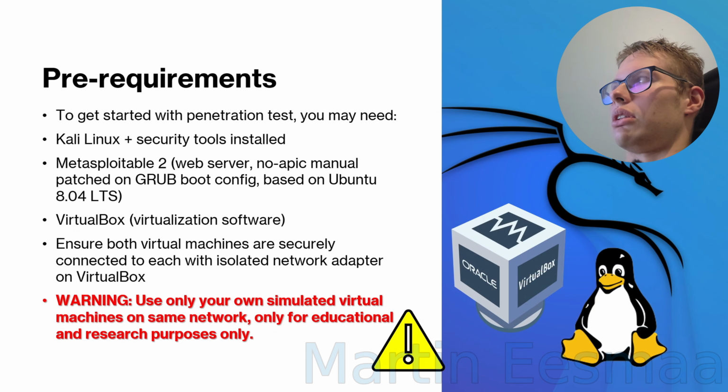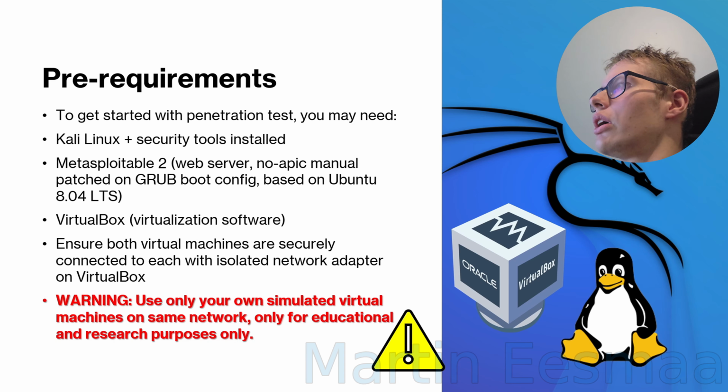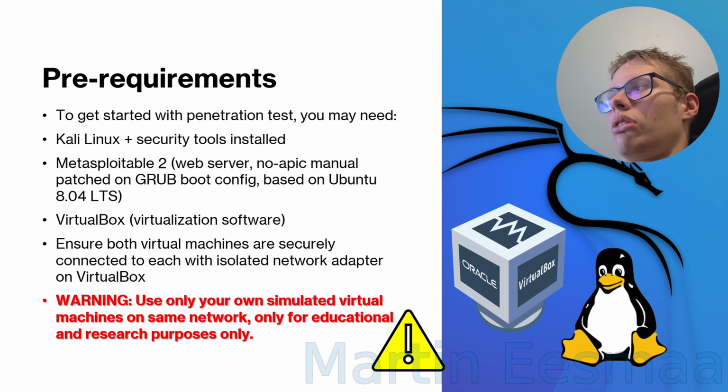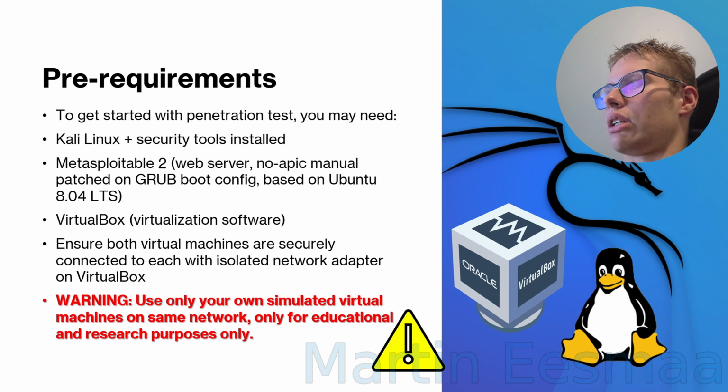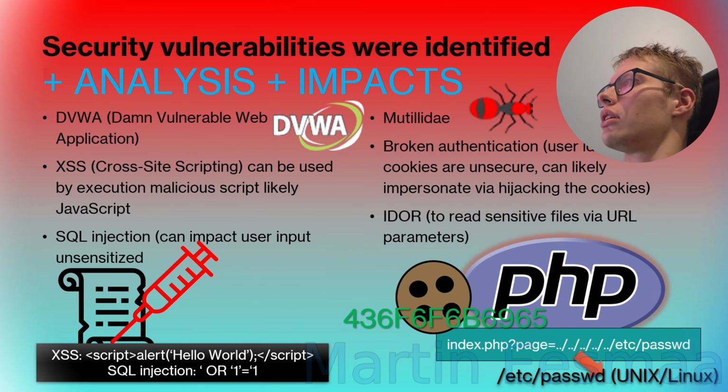Pre-requirements. To get started with penetration testing, you need Kali Linux plus security tools installed, Metasploitable 2, and VirtualBox. In short, both virtual machines are securely connected to each other and isolated with a network adapter in VirtualBox. Warning: use only your own simulated virtual machines on the same network, for education and research purposes only.